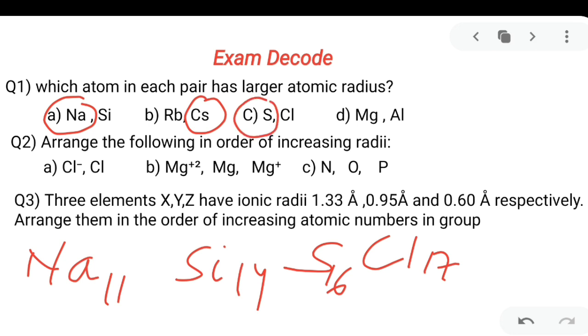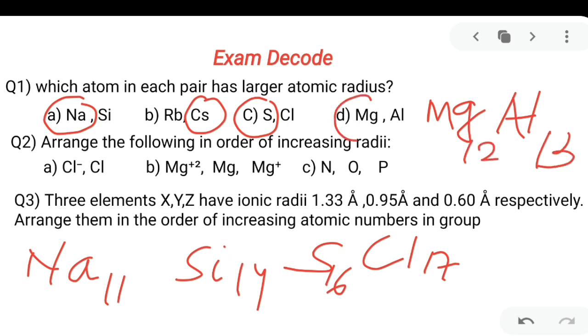Now magnesium and aluminium, they are also present in the same period, so the number of shells remains the same, so nuclear charge is the deciding factor here. So magnesium possesses the larger size than that of aluminium.